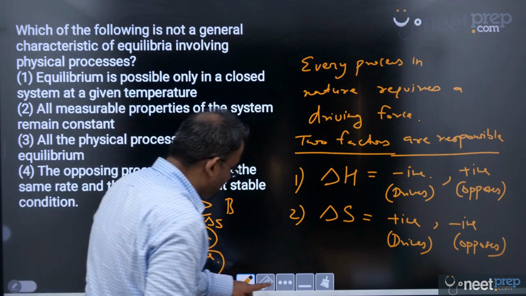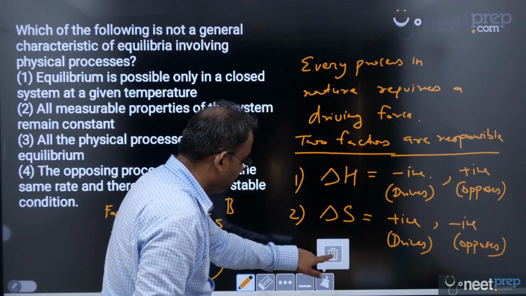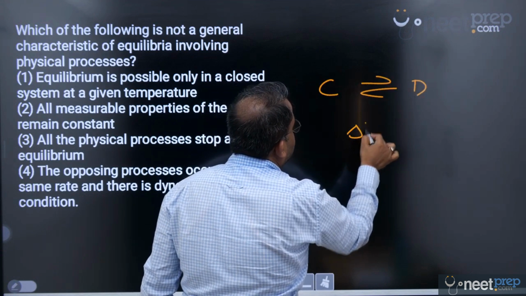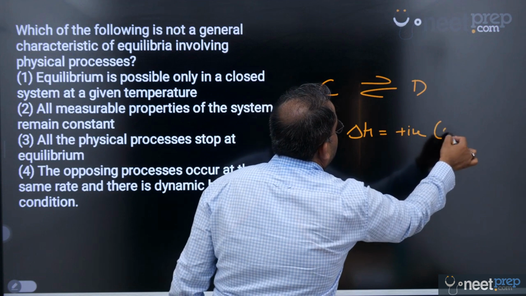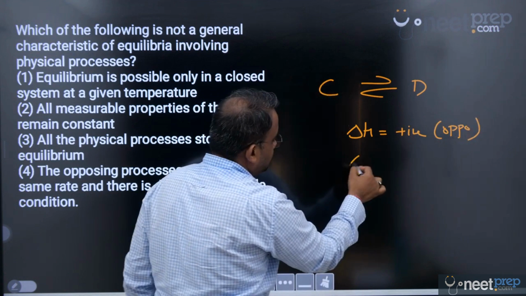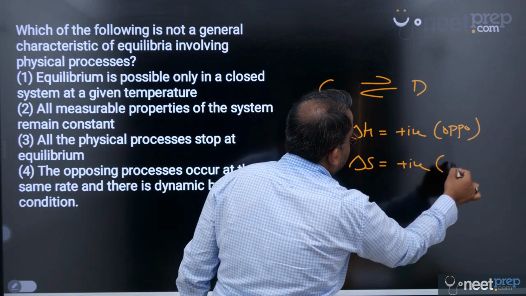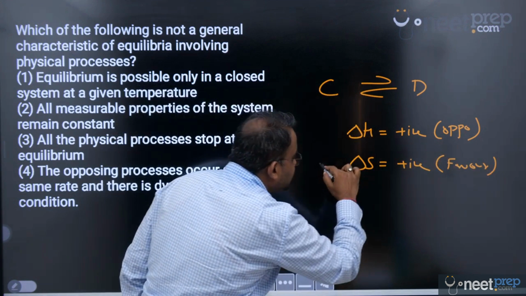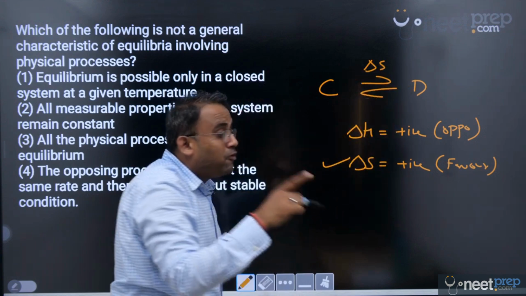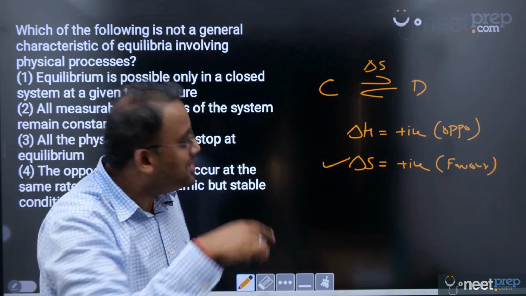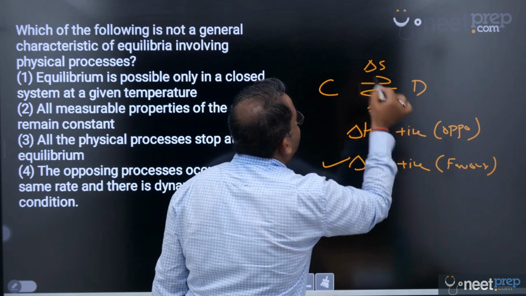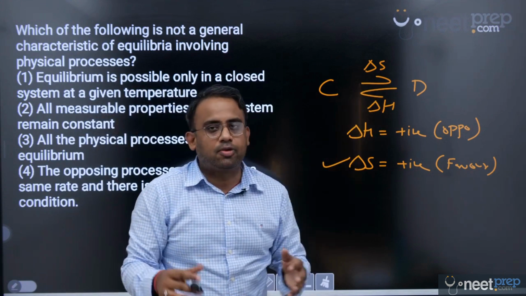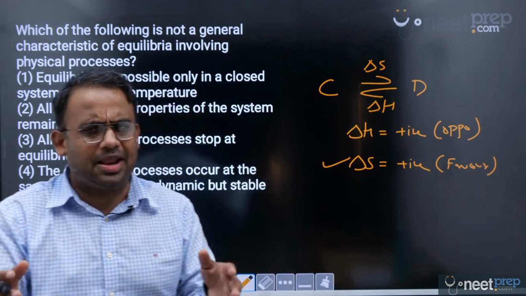Let me take another example. If for a process C gives us D, delta H is positive, it means that it is opposing my forward process, and delta S is also positive, it means that it is favoring my forward process. Then the forward process is driven by delta S, and opposed by delta H, which means the backward process is favored by delta H. So this is how I am going to use the information from the second law of thermodynamics, or thermodynamics per se.